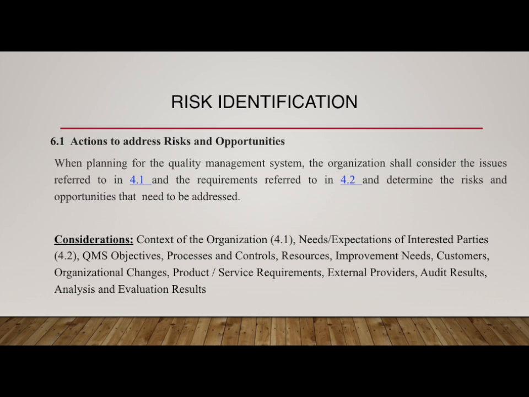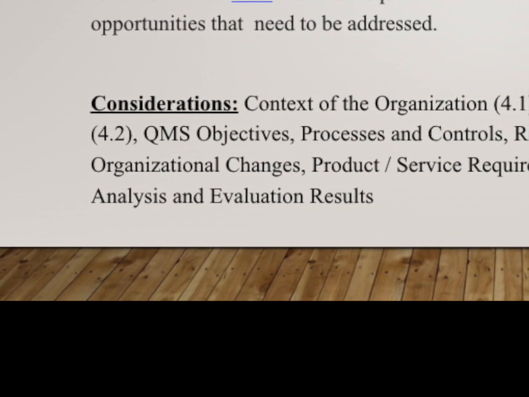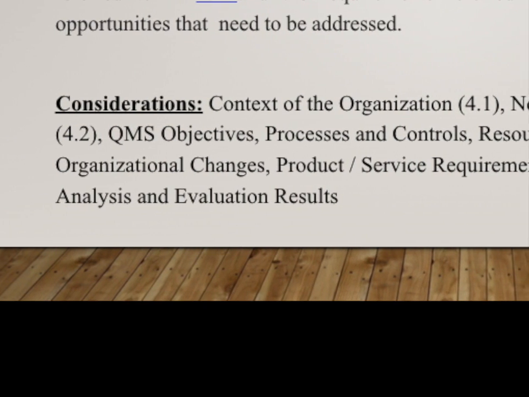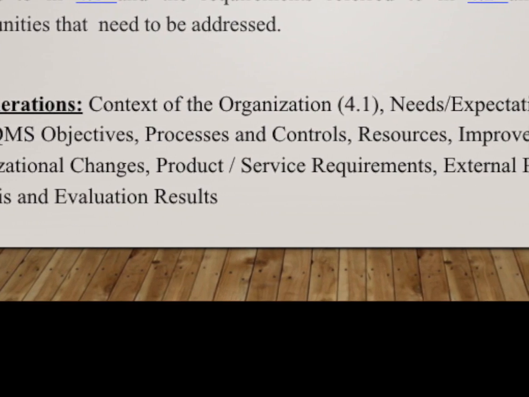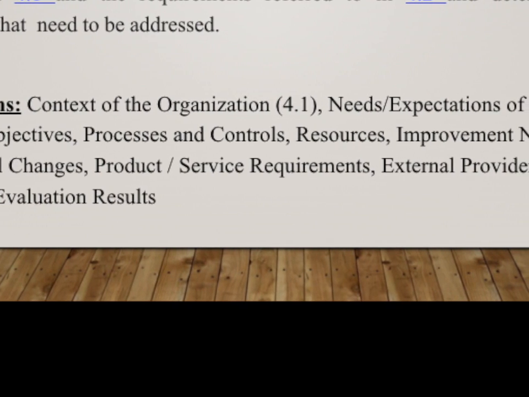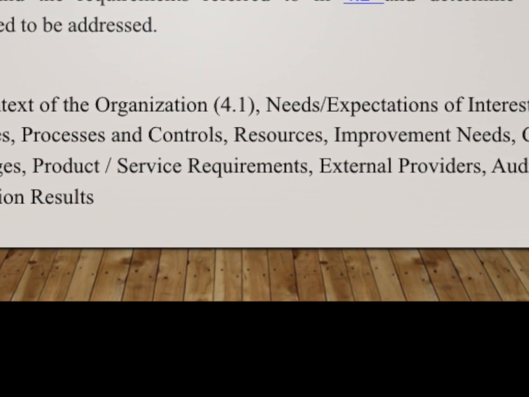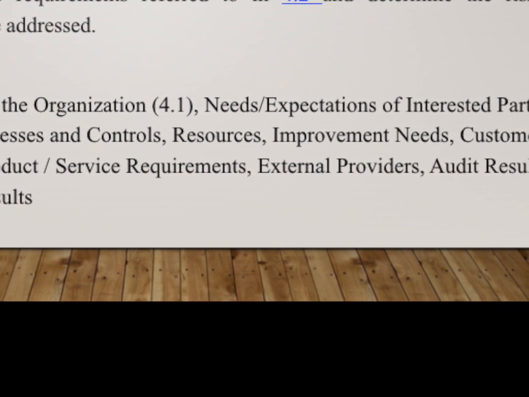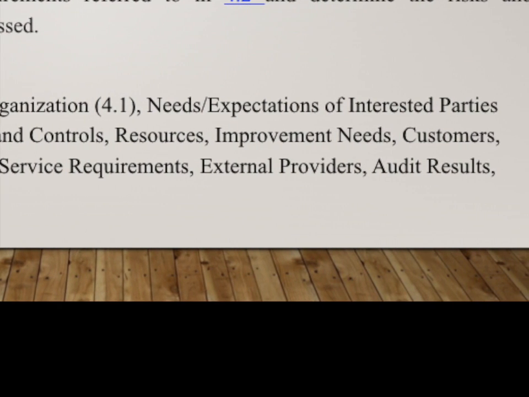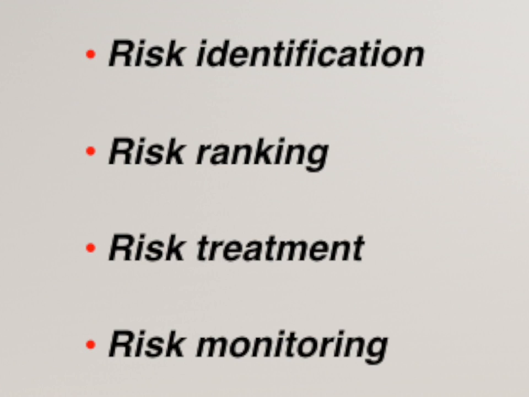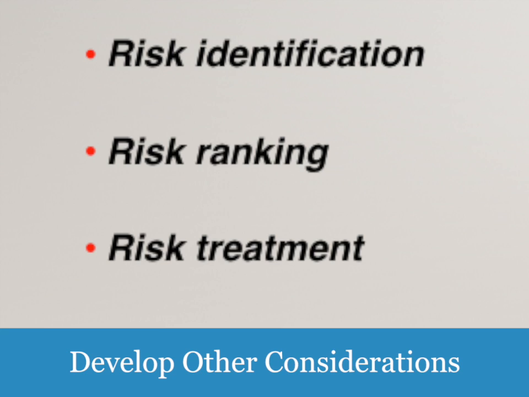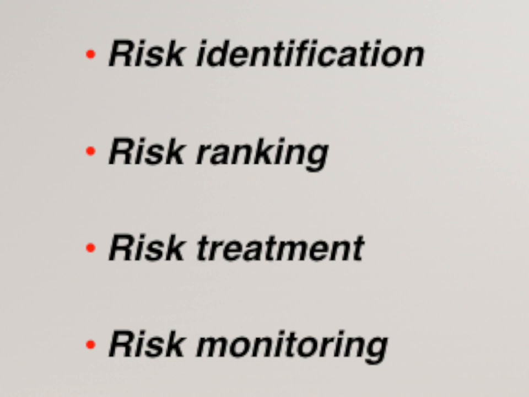Clause 6.1 addresses risks at an operational level. Some considerations during this process are context of the organization, which is Clause 4.1, the needs and expectations of interested parties, Clause 4.2, the quality management system objectives, processes and controls, resources, improvement needs, customers and customer requirements, organizational changes, product and/or service requirements, external providers, audit results, and analysis and evaluation results. The organization should also develop other considerations based upon the specific business environment, including internal and external effects and influences.